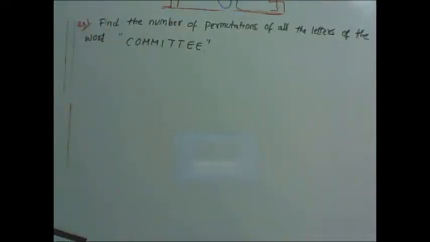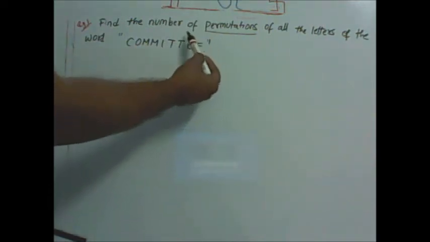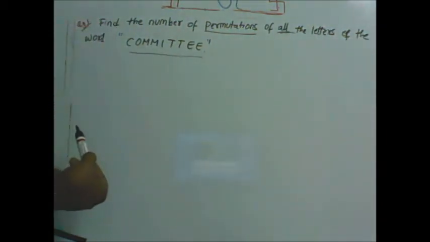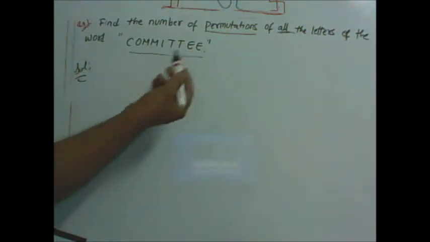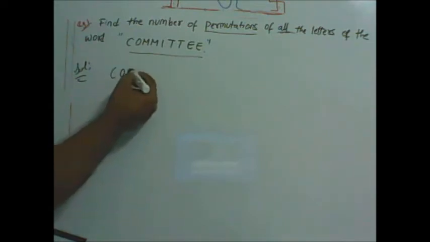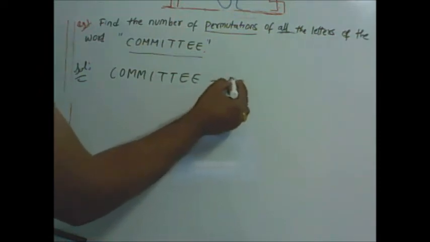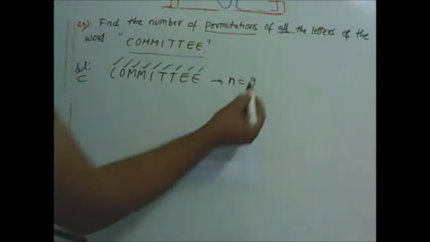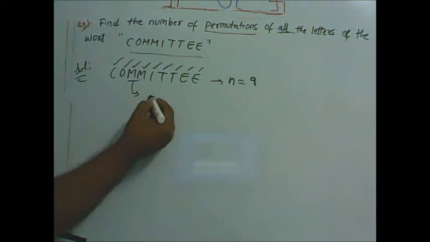Now coming to examples. First one, find the number of permutations, which means sequencing is important, number of arrangements, total number of permutations of all the letters of the word COMMITTEE. When going to the solution, first let us count the total number of elements in it. COMMITTEE, n equals total number of elements equals 1, 2, 3, 4, 5, 6, 7, 8, 9 elements.